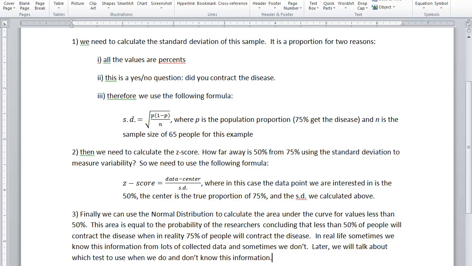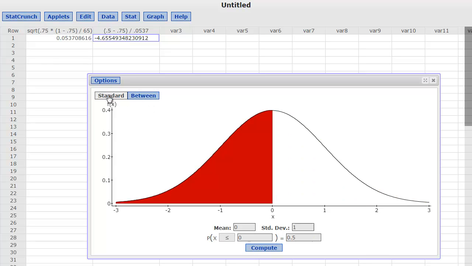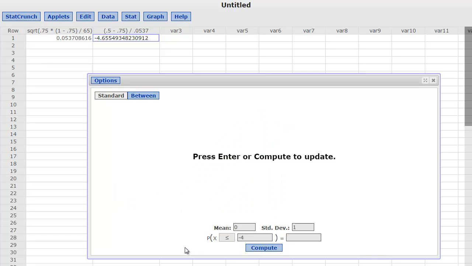All right. So now let's go back to StatCrunch. Here's our normal distribution. If the mean is 0 and the standard deviation is 1, then our sample is minus 4.65549 away from the center. That's not a between, this is just a standard, and we want to know when x is less than, how far away? Minus 4.655, just using 3 decimal places, because that's what I use in my class as the standard.